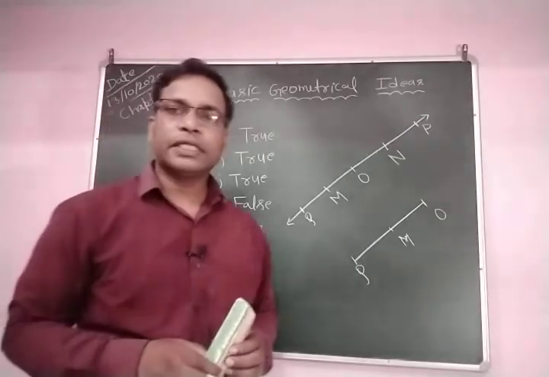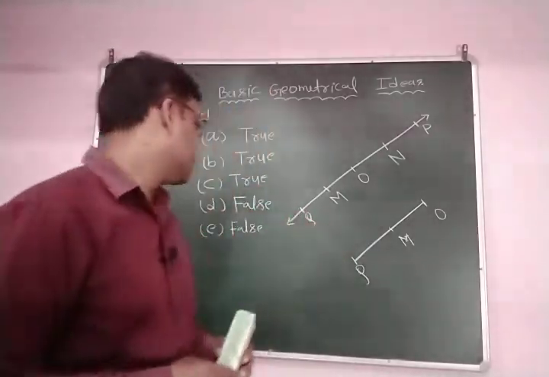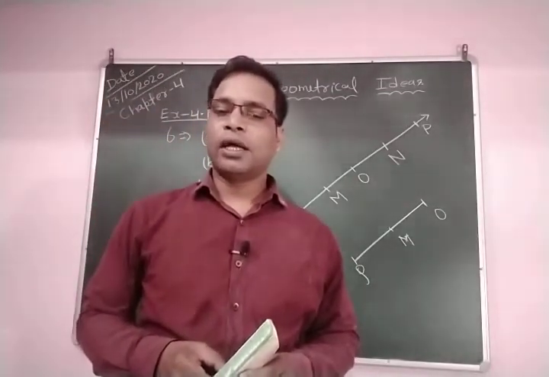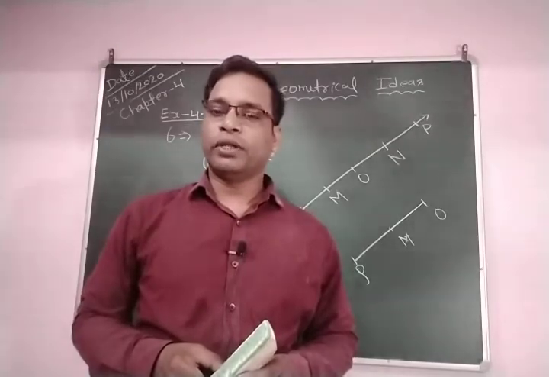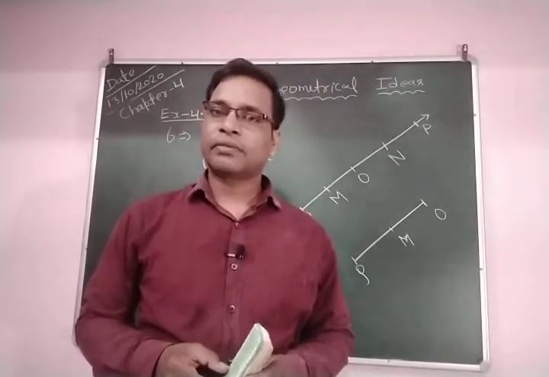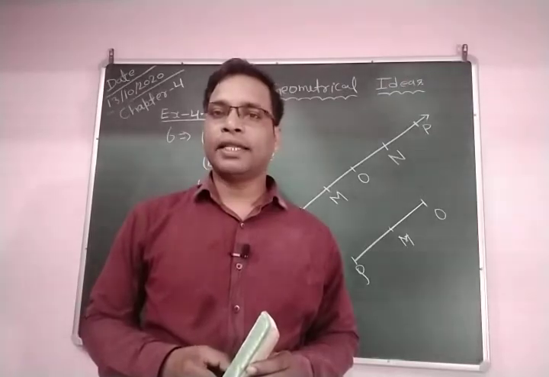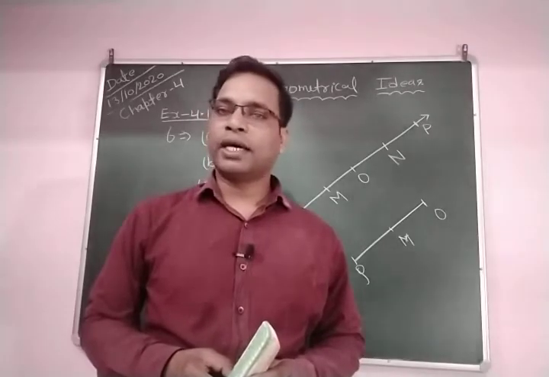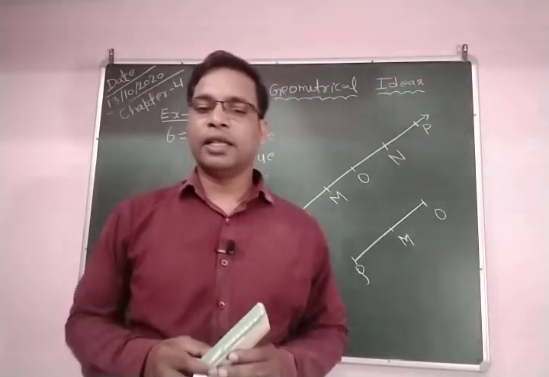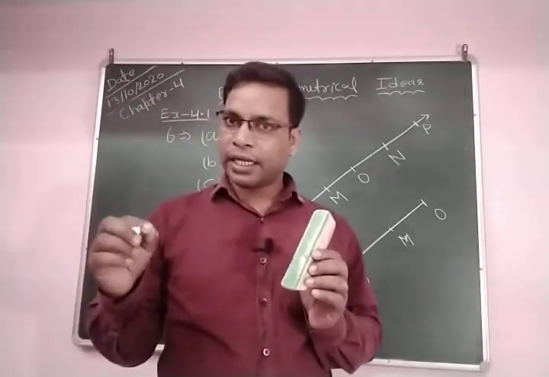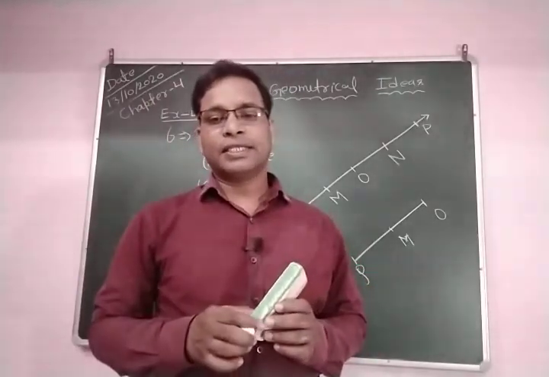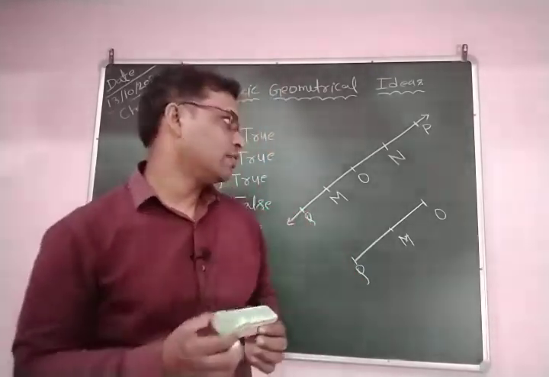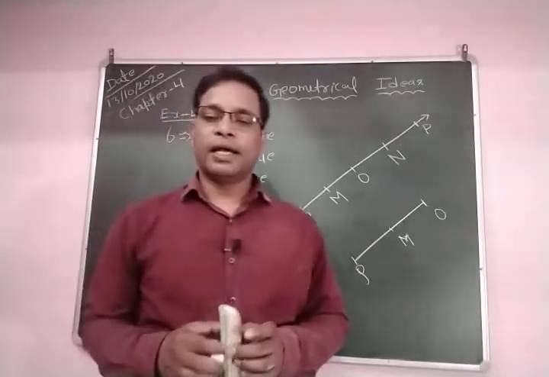Now we are going to discuss the next part. This is the F part. F part is given: M is a point on ray OP. First we draw ray OP, and then we can check whether M lies on this ray OP or not. If M lies on the ray OP, then we can say the given statement is true, otherwise it is false. Okay. So first draw ray OP.